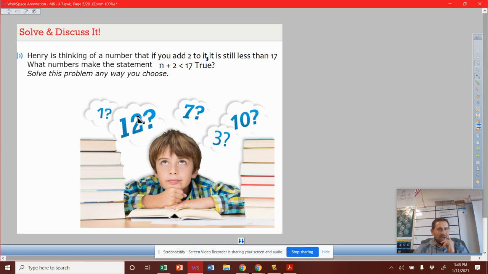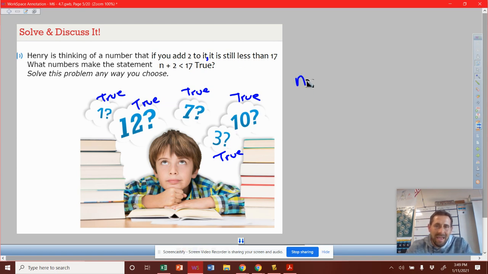If I plug a 12 in for that n, 12 plus 2, that's 14. Is 14 still less than 17? So 12 is true. What if you plugged in the 1? 1 plus 2 is 3. 3 is less. That one's true. What about 7? 7 plus 2 is 9. That's still less than 17. 10 plus 2 is 12. How many different answers can we get? And how many different answers can we get that might be false?